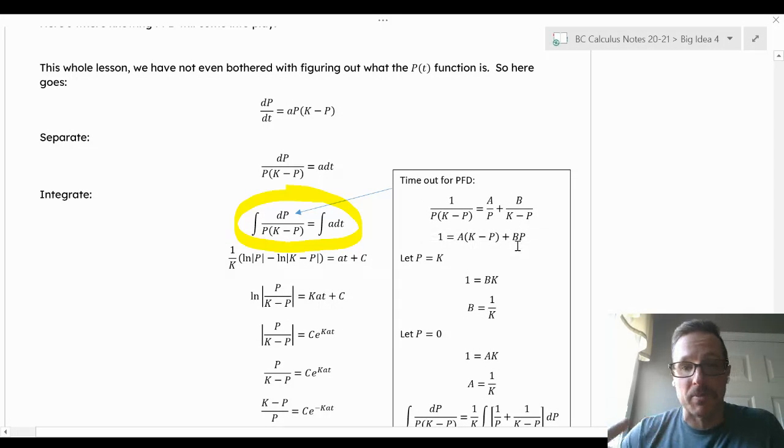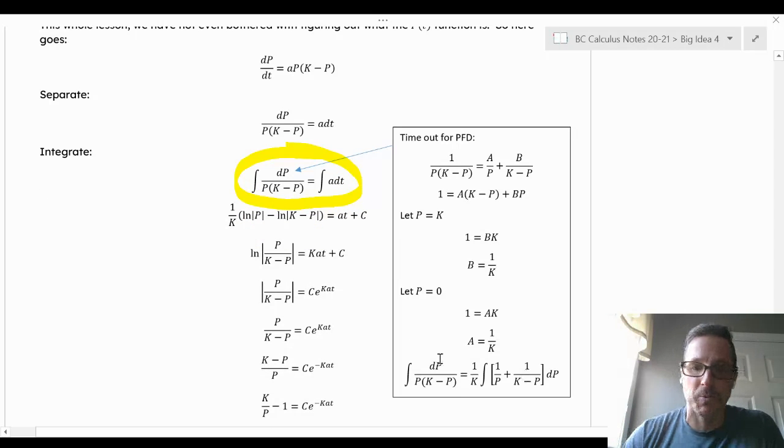We'll pick some smart values for P, because that's the variable in question here, dP. We're integrating with respect to P. So we'll let P equal K. That's going to eliminate A. So B times K is 1, and B is 1 over K. If we let P equal 0, that's going to eliminate the B. So we got K times A is equal to 1. Therefore, A is equal to 1 over K.